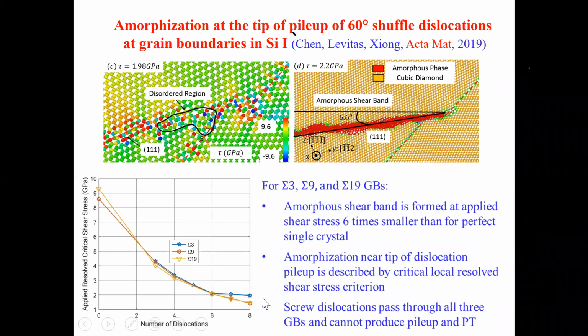But also an important point is that, again, not everything is good. When we study screw dislocations, all of them pass through all 3 grain boundaries. So actually, they cannot pile up. They cannot promote phase transformations.